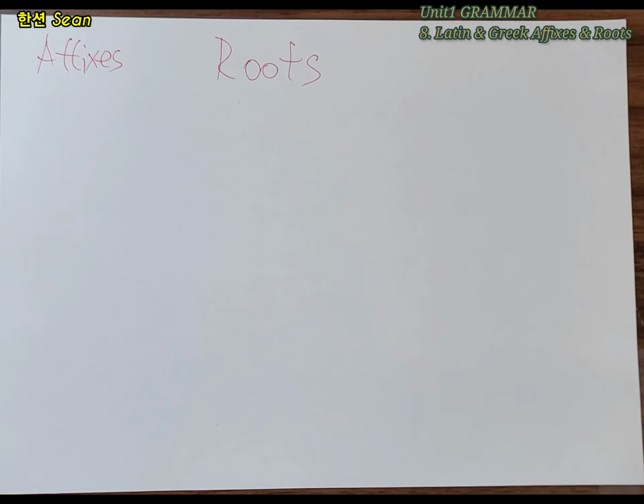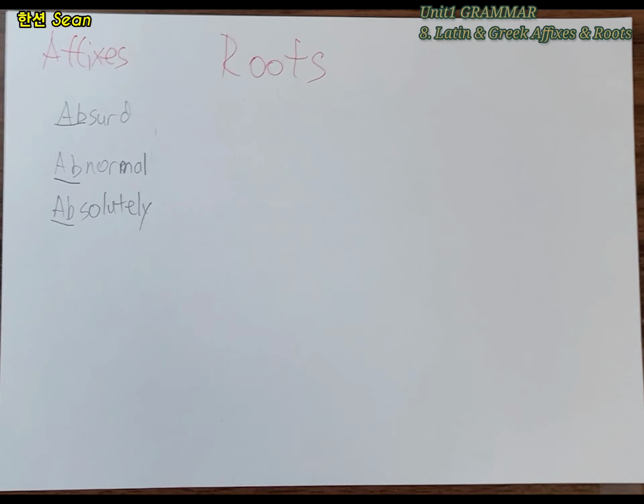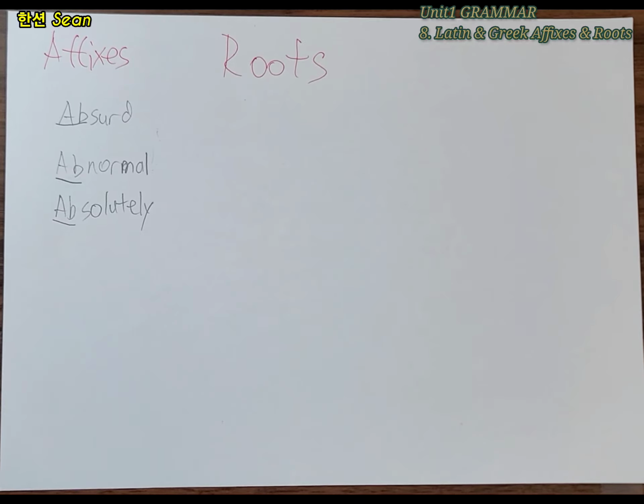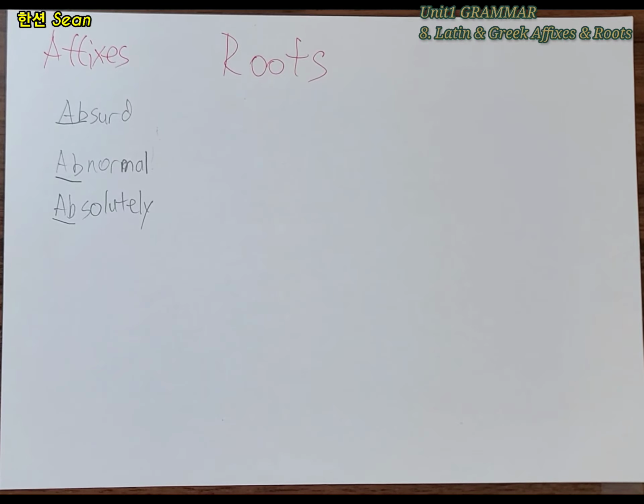Well, these are word parts that show up again and again in different words. Like ab, which in Latin means away from, and in English means away or opposite, as in the words absurd, abnormal, and absolutely. The affix in this case is a prefix. The ab means opposite. Absurd means not reasonable, or away from what is reasonable. Abnormal means not normal, or away from what is normal. And absolutely means without restrictions, or away from restrictions.